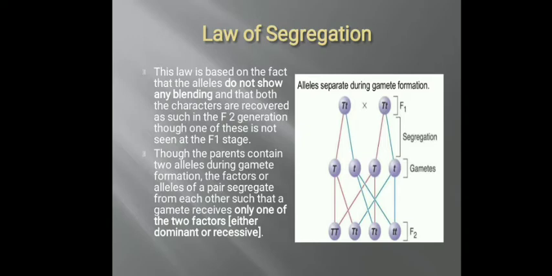Okay, so you can see these are the pair of alleles. When gamete formation takes place, only one of the pair will be present in the gamete. Though the parents contain two alleles, during gamete formation the factors or the alleles separate from each other, and one gamete will receive only one of the alleles, not both of them.